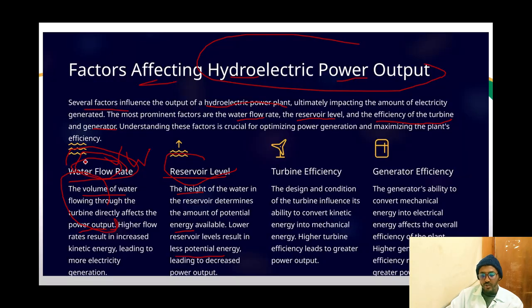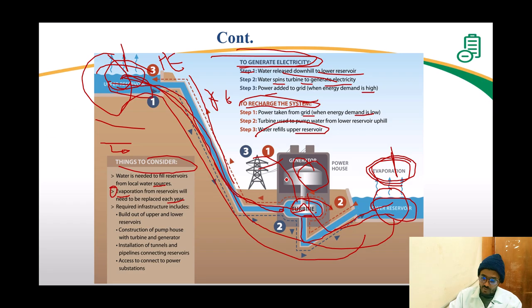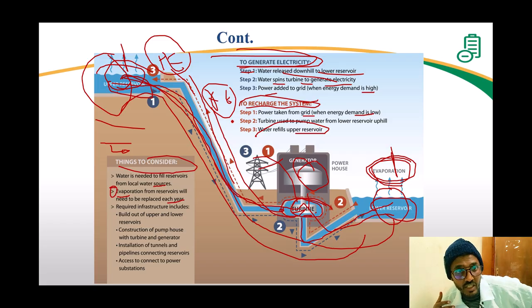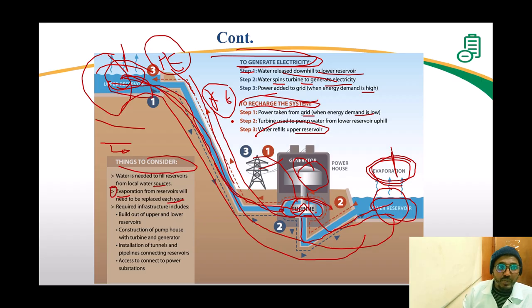The first one was water flow rate, then reservoir level, then turbine efficiency. The design and condition of the turbine influence its ability to convert kinetic energy into mechanical energy. Higher turbine efficiency leads to greater power. This is obvious. We have different kinds of turbines, but for this one, as you can see, there's potential energy here. As it starts flowing, this is going to convert into kinetic energy, right? So here, the turbine is going to convert this kinetic energy into electrical energy, right? So if the design of the turbine is correct, by all means, we're going to get higher power output. So it should be efficient enough to generate the power that we need.